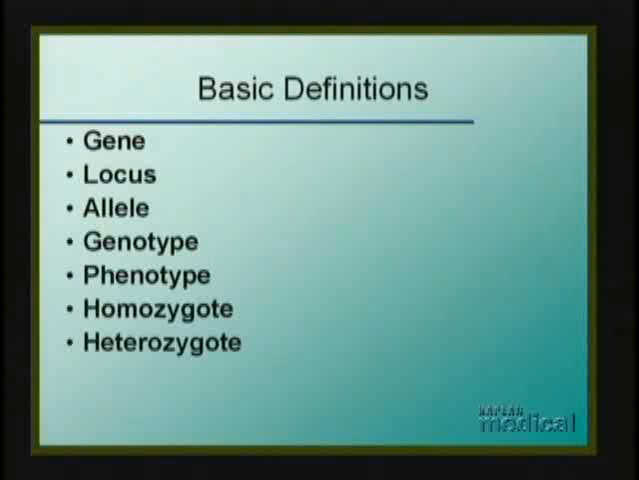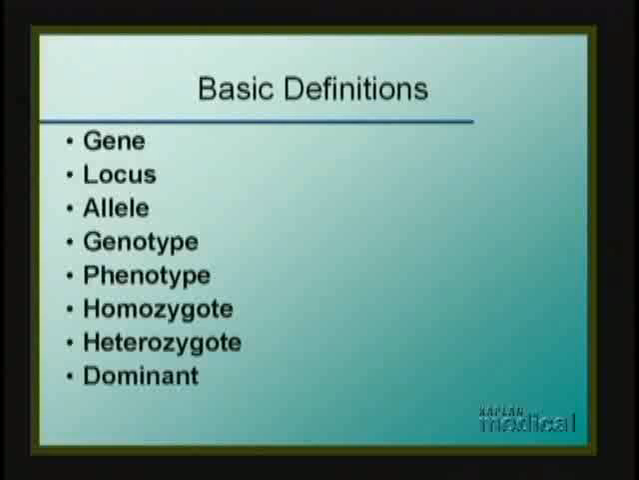Homozygote can be compared with the term heterozygote or heterozygous, in which the person has two different alleles for some gene. So the carriers for genetic diseases are heterozygous, having one normal and one mutant allele for a particular gene.